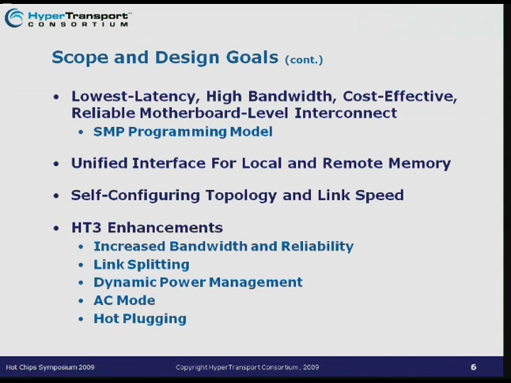And over time, there have been several generations of HyperTransport. We are currently at HyperTransport 3.1. And there were some additional goals for this latest version. Basically, we wanted, of course, to increase bandwidth and reliability, but we added some additional features that allow this technology to go beyond a single motherboard and to interconnect a larger number of devices. For instance, link splitting, dynamic power management, AC mode, and hot plugging. I'm not going to detail them now. I will detail them later.